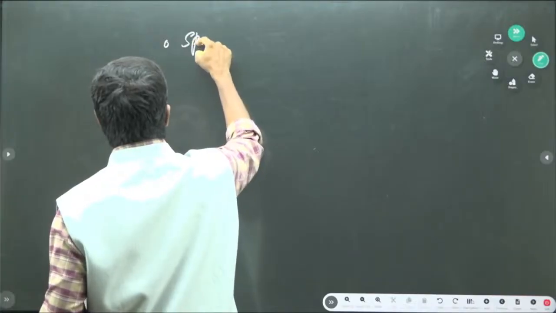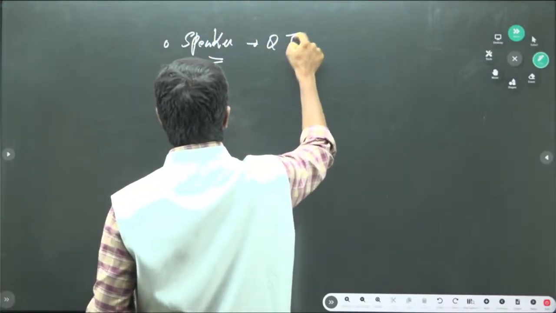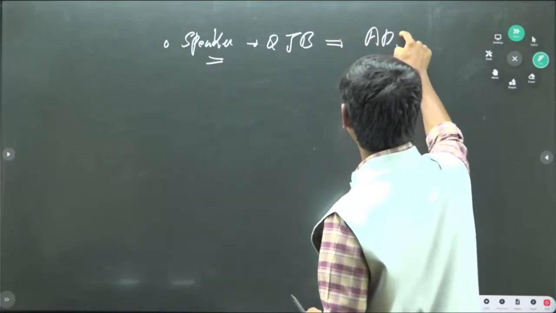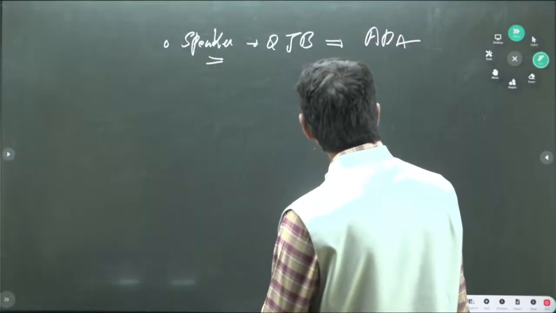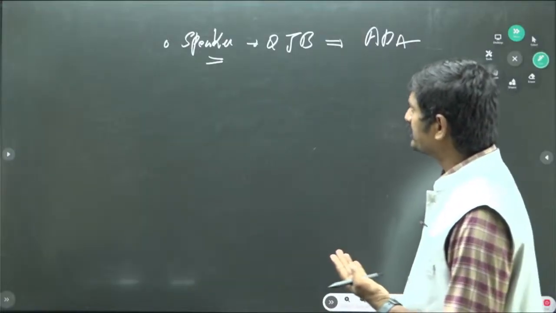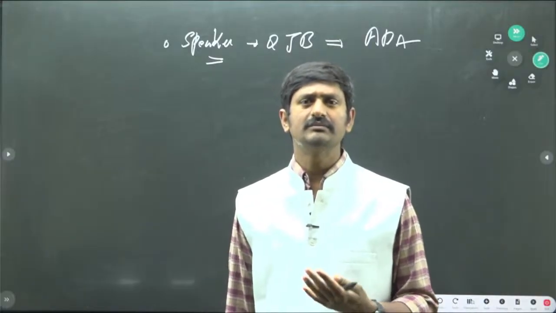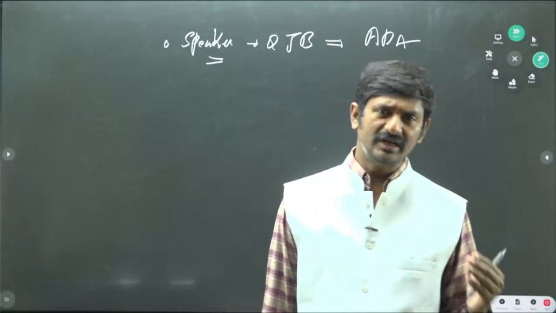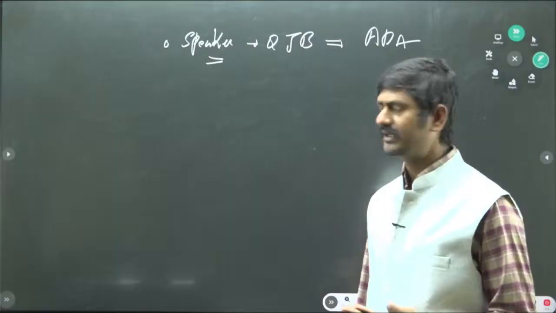Similarly, we can see other examples. The Speaker is also a quasi-judicial body in the capacity under the Anti-Defection Act, because he will decide the disqualification of defected MLAs or MPs. In the case of Lok Sabha, it is the Speaker. In the case of Rajya Sabha, it is the Chairperson. In the case of the State Legislative Assembly, it is the Speaker. In the case of the State Legislative Council, it is the Chairperson.